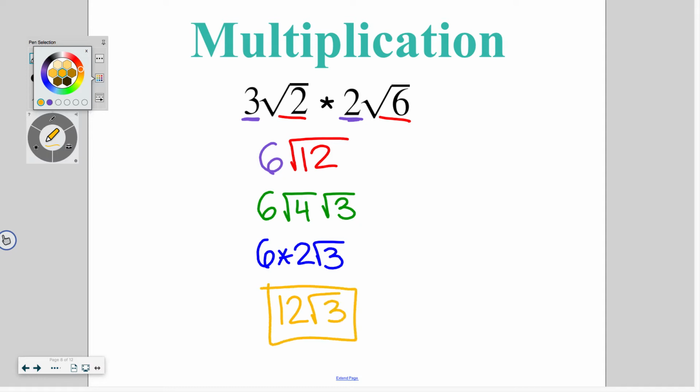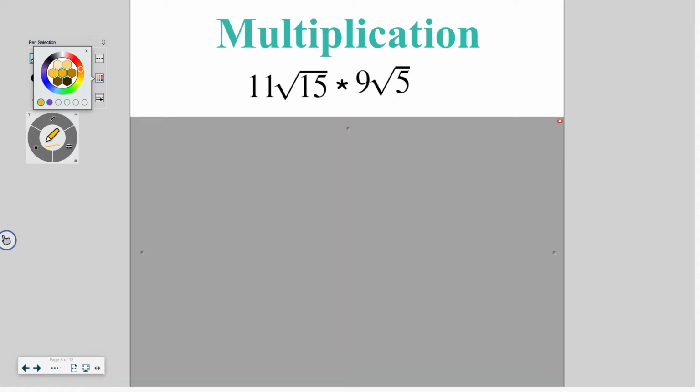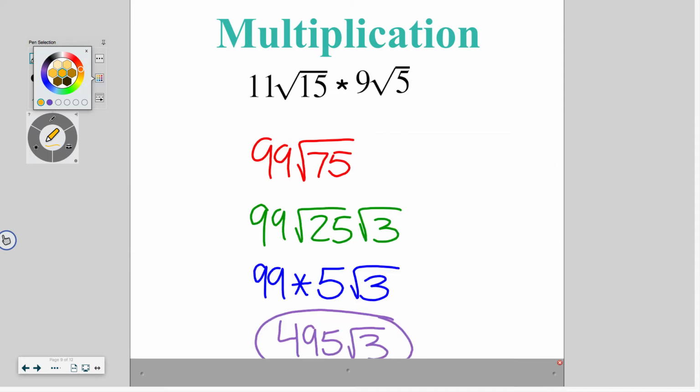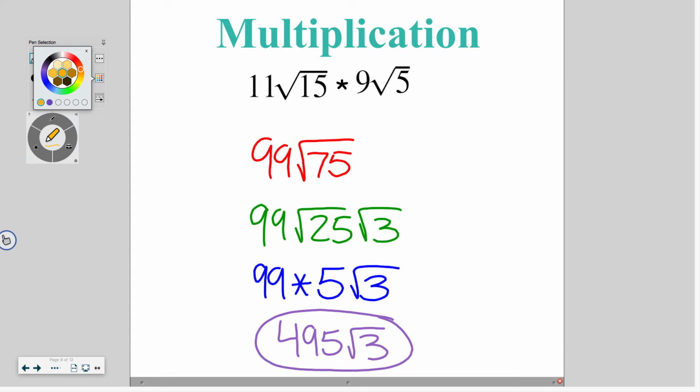So multiply the outside numbers, 2 times 3. Multiply the inside numbers, 2 times 6, which is 12. Simplifying 12 down, I end up with 12 square roots of 3. Try this one on your own, resuming the video when you are done. Multiply the inside and the outside. Simplifying that inside piece down, we end up with 495 square roots of 3.